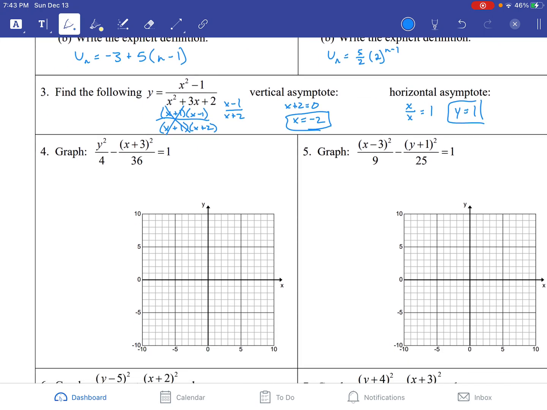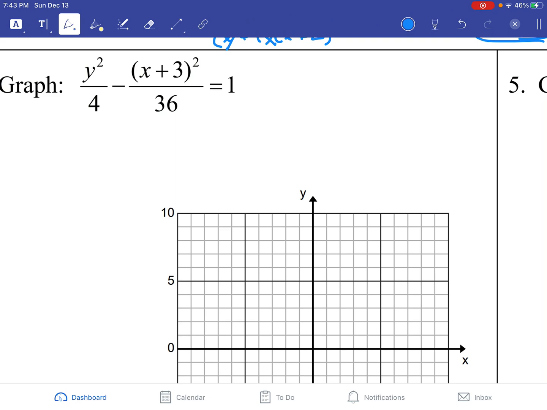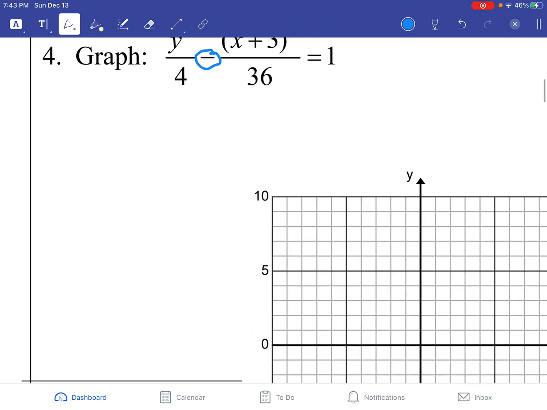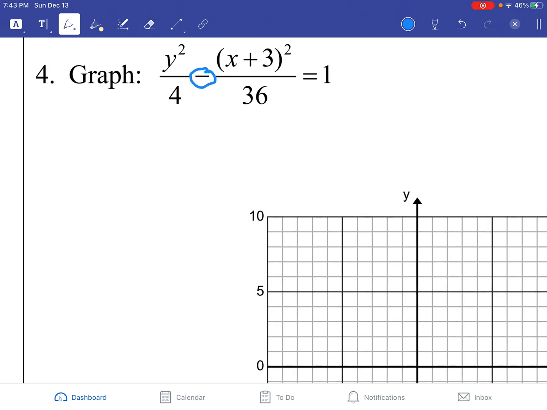Number 4. All right. This is going to be a hyperbola. The reason I know that is because there's a minus sign there. Okay, so I'm going to do some pieces to help me figure this out. So the first one I'm going to figure out is where's the center of my hyperbola. It's going to be h comma k, which is going to be negative 3 comma 0. Next, our a value in a hyperbola is always first, which is going to be 2. Our b value is going to be 6.